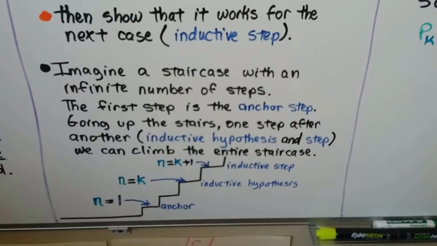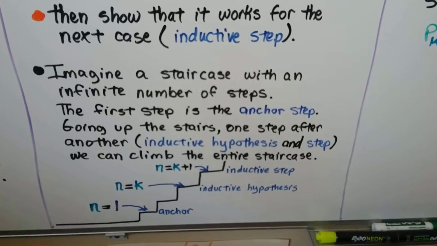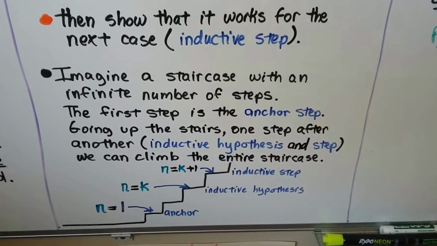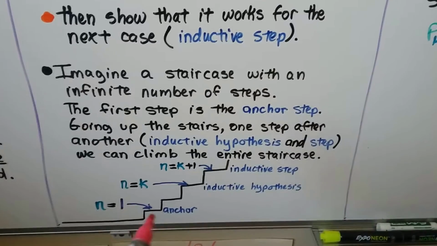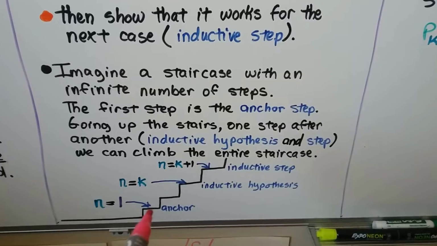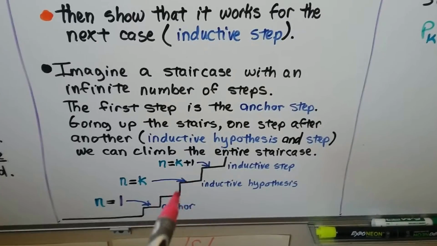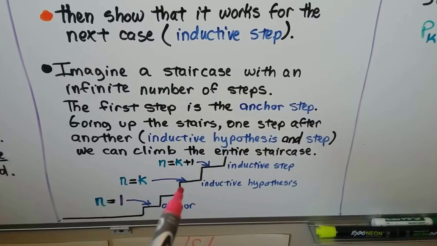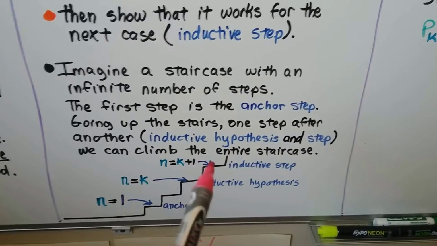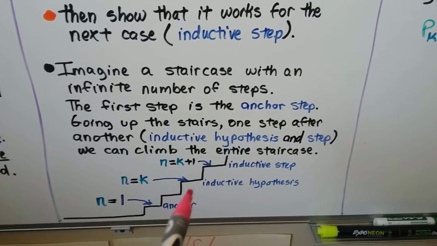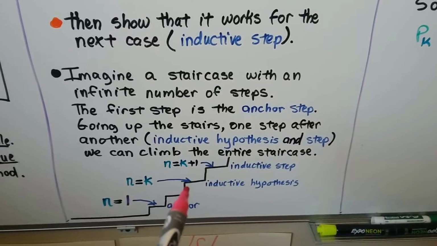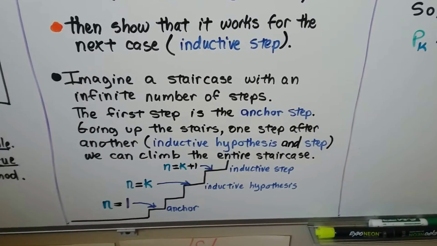So here's what I want you to do. I want you to imagine a staircase with an infinite number of steps. It's starting on the ground and it's going all the way up into the clouds forever and ever and ever. All right? That very first step is the anchor step. And then going up the stairs one step after another, the random one in the middle would be the inductive hypothesis. And then we've got the inductive step. That is one more than the inductive hypothesis. See that? So we can pick some number step like 23 or something, and then add 1 to it to get the 24th step. See what I'm saying?